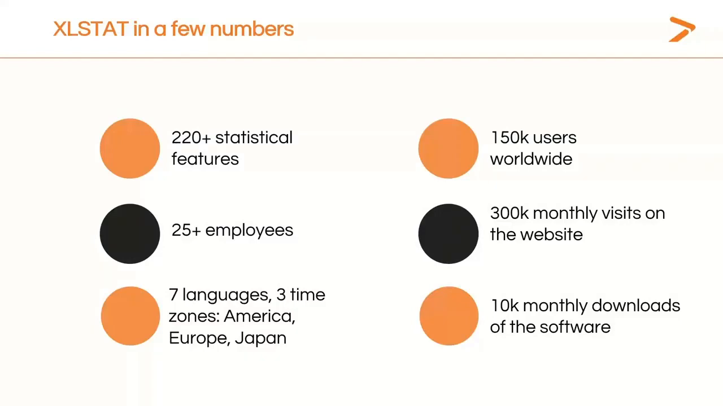ExcelStat in a few numbers holds more than 220 statistical features. It has more than 150K users worldwide, more than 25 employees at your service, 300K monthly visits on the website, and the software is available in 7 languages and has offices in 3 different time zones, so America, Europe, and Japan. The software is downloaded 10K times every month.